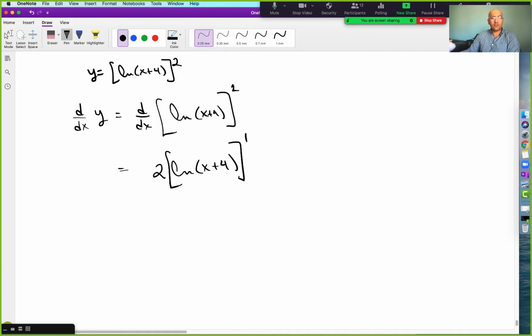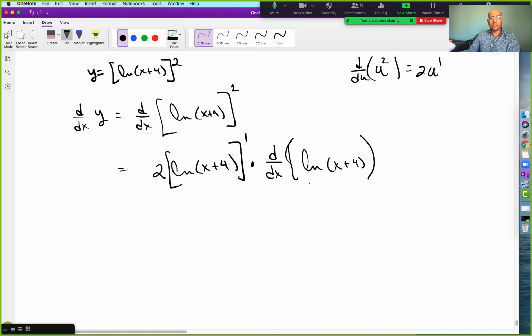We pretend this is just one big variable, like a giant x, and we note that if this was just one variable, say u squared, the derivative with respect to u is just equal to 2u to the first power. So that's what we do here. Bring down the 2, this stays the same, power of 1. But now we have to multiply times the derivative with respect to x of the inside part, which is just going to be ln(x + 4). That's what the chain rule tells us.